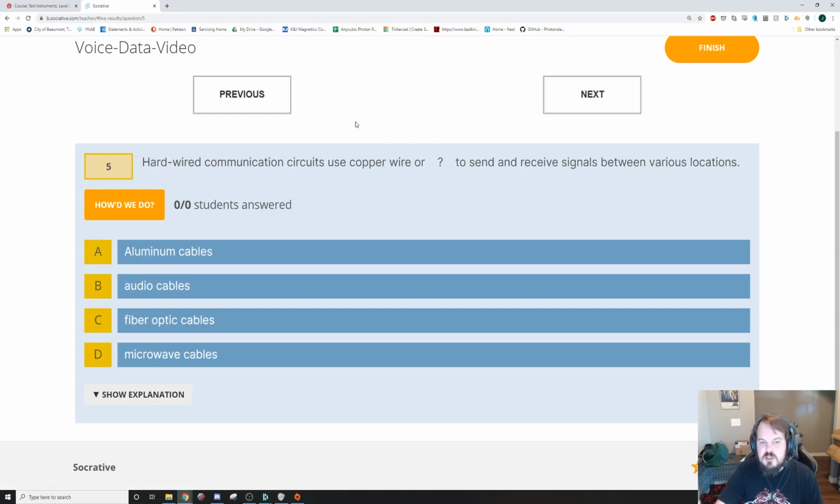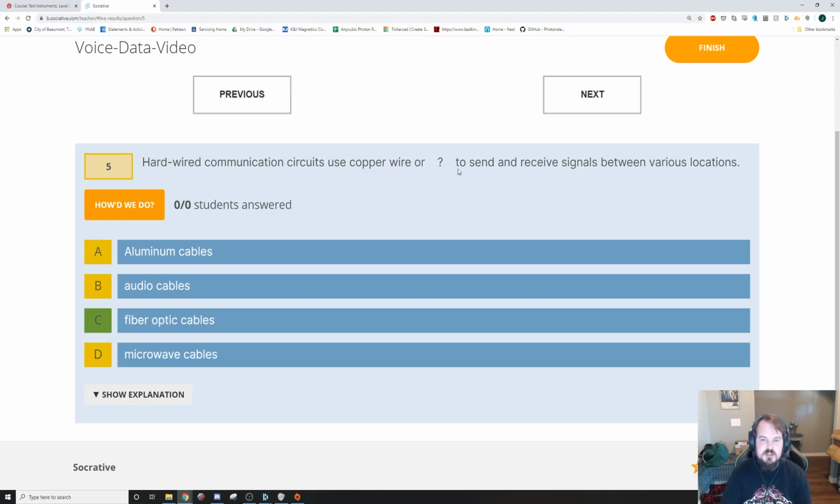Hardwired communication circuits use copper wire or fiber optic cables to send and receive signals between various locations. I'm going to say fiber optic cables, yes. So that's a common thing. I would imagine it's at the very beginning of, on page 124, it says, similar to copper conductors and cable, fiber optic conductors and cable are used to transmit data from one location to another.